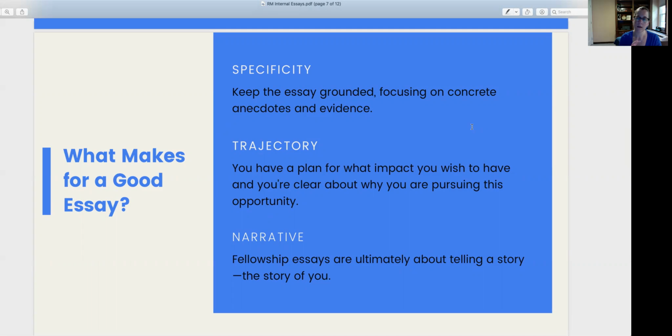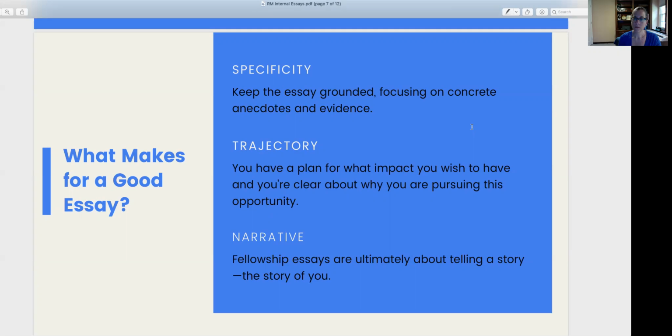So in the response to question number 1, we ask about your issue and about impact. And that impact has this sort of implicit suggestion of trajectory: where are you going to be in the future and how are you going to be making an impact? So think about extending out several years. Where are you going to be right after the fellowship? And what kind of path does that set you on in terms of your issue area and how that intersects with your professional goals?